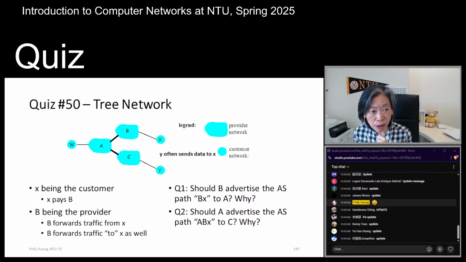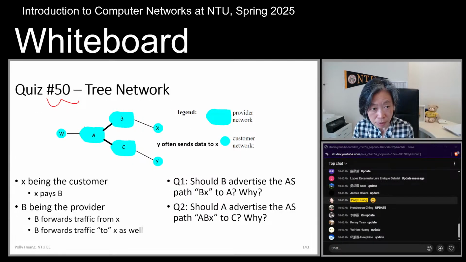Good. Now let's move on to the quiz series. The first one is quiz 50. You see that it looks similar, but it's not exactly the same. Let's go to the whiteboard mode. There are still 3 providers, but this time there's no link between B and C. W, X, and Y are the customers, and A, B, C are the providers. Now in this quiz series, Y very often needs to send data to X.